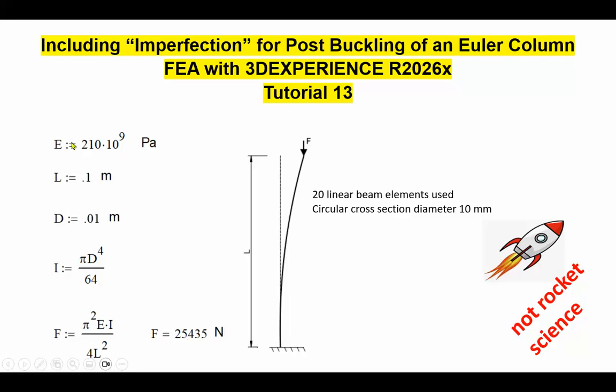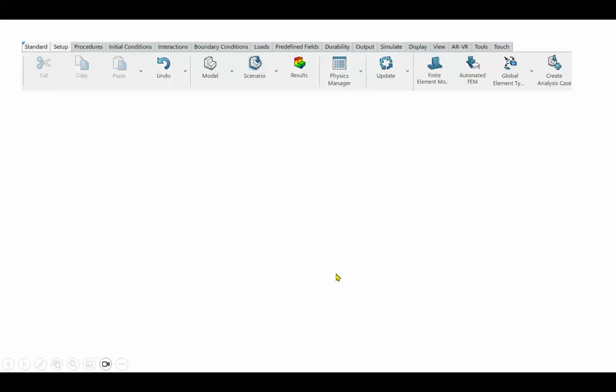This is the property of steel, Young's modulus. The length is 100 millimeter, 0.1 meter. The cross section is circular, with a diameter of 10 millimeters. And here's the formula for moment of inertia. Now, I'll go quickly through these. Then, after I do the problem, I come back and review these slides.